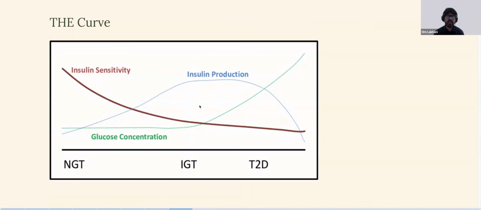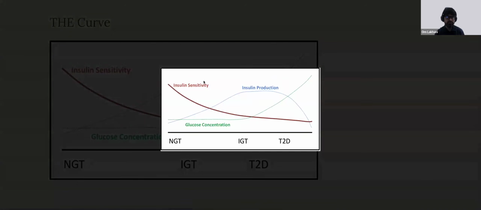So take it that way. As long as both the things are matched, you don't develop hyperglycemia. But once the insulin production cannot match the insulin resistance, at that point of time, you start developing diabetes. So it's very clearly seen in this curve, which we have shown here, right?